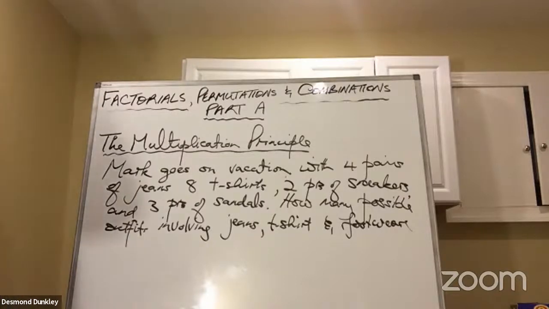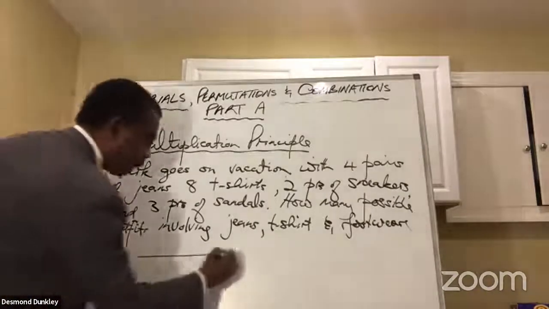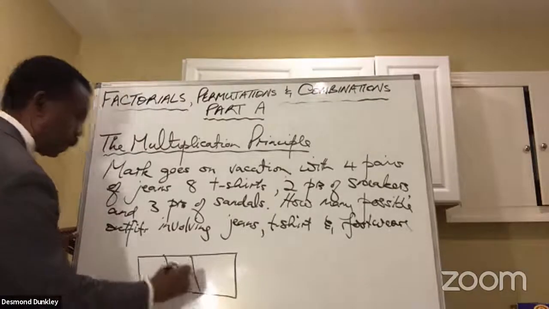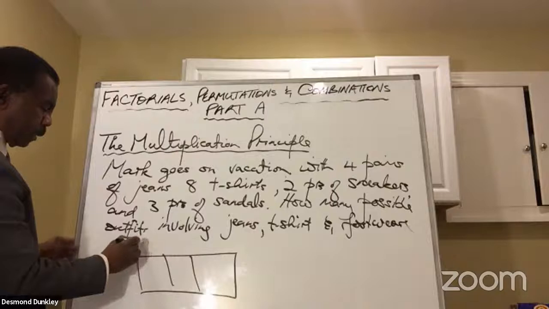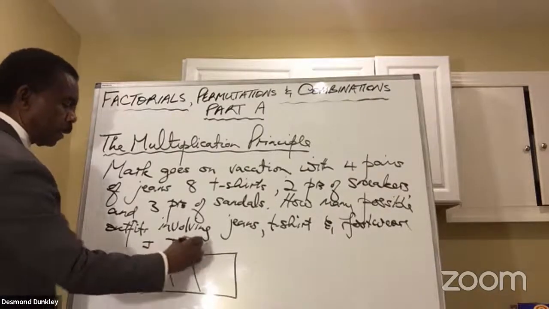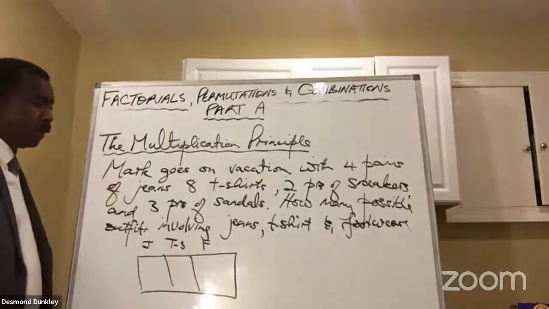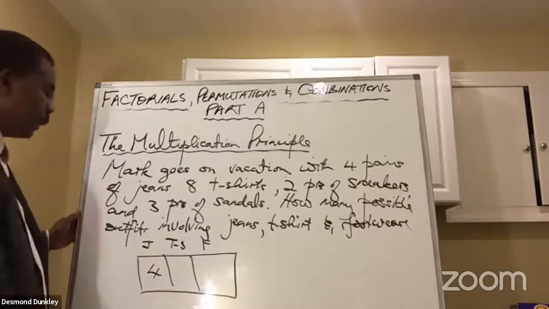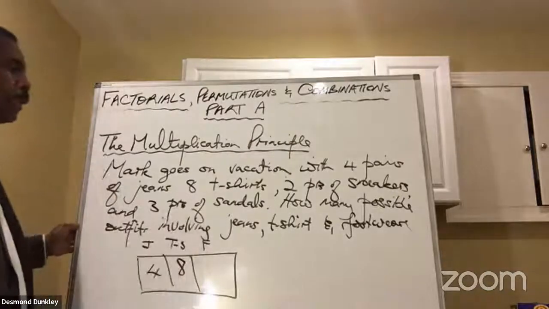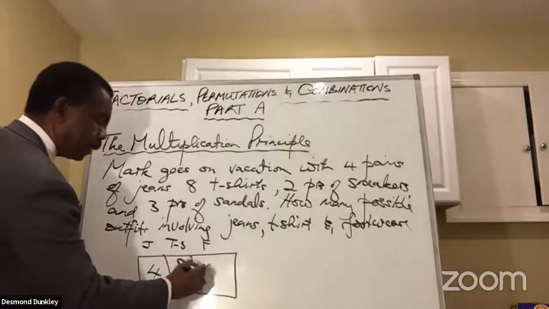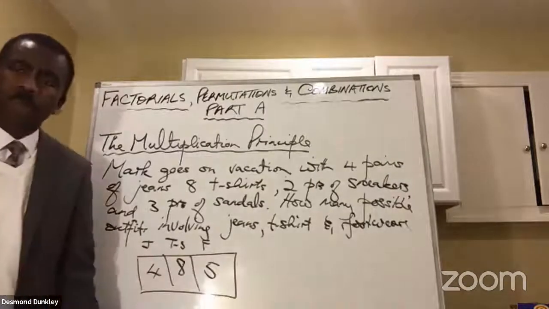Well, we have 3 groups. For jeans, for t-shirt, and for footwear. So how many pairs of jeans? We have 4 choices. How many t-shirts? We have 8 choices. How many different types of footwear do we have? We have 2 sneakers and 3 sandals. So you have 5 to choose from.